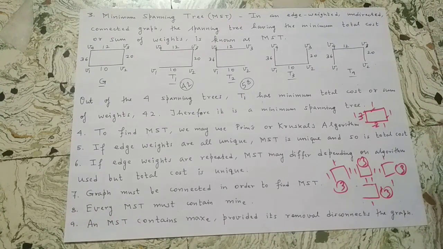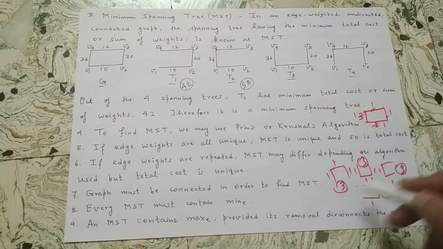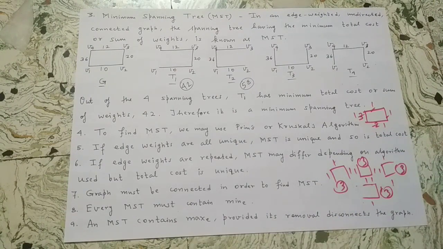Okay, so this is the point that I was trying to make, that if edge weights are repeated, the minimum spanning tree may differ depending on the algorithm we are using, but the total cost, like you can see here, the sum of weights in all the 4 cases is 3. The total cost will always remain the same.